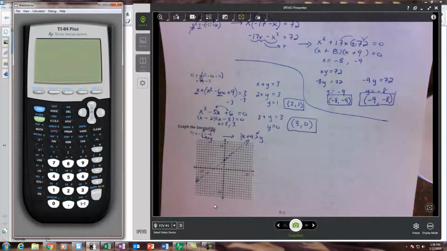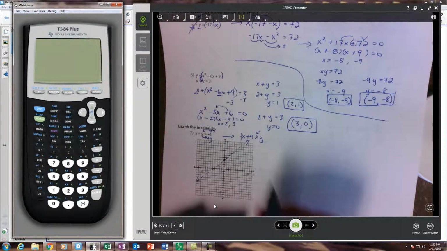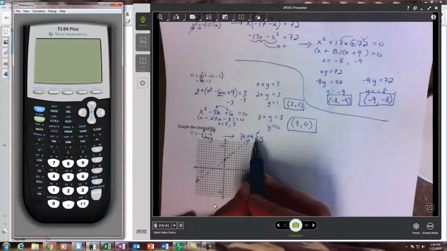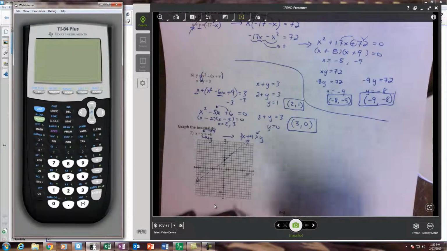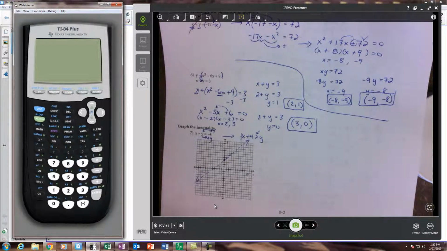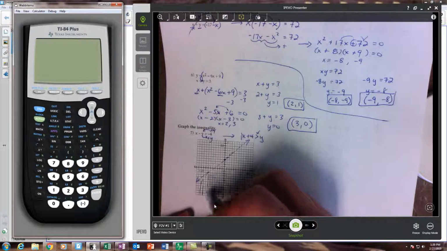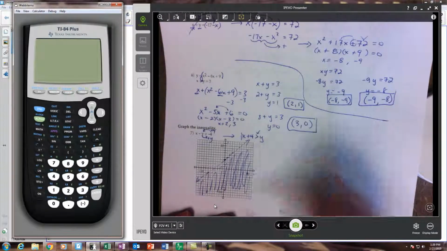Now I have to decide, do I shade above it or below it? This is really important. Y is on the less than side of the inequality. Well, the lowest y values I can find are downward. So that's going to tell me to shade below the line.